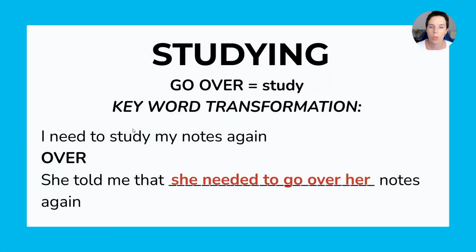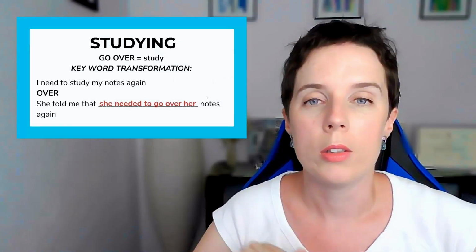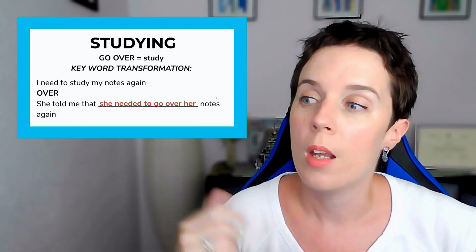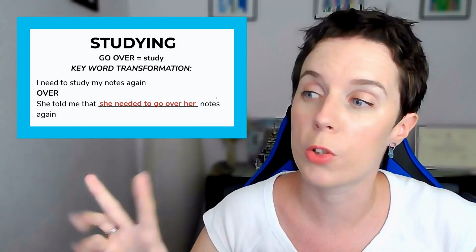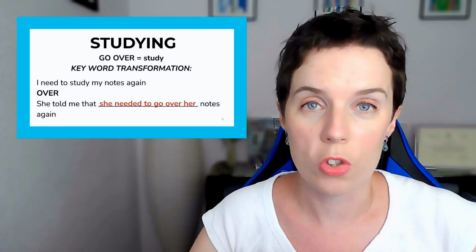Okay, we know that "study" had to be replaced with "go over." So "she needed to go over." And then, as usual with reported speech, you need to change your pronouns as well, depending on who the person is. Because we have "she," we also needed to change this pronoun to "her." Okay, "she needed to go over her notes." So that was our answer. So that's how they might test you on phrasal verbs. Okay, our second phrasal verb, "go over," means to study.